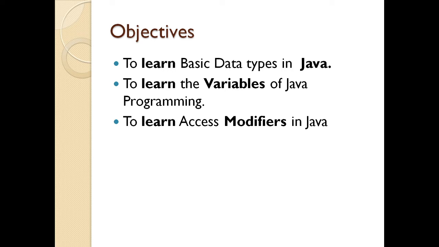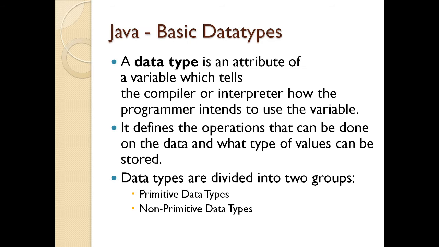Now, what are Java basic data types? A data type is an attribute of a variable which tells the compiler or the interpreter how the programmer intends to use the variable. It defines the operations that can be done on the data and what type of values can be stored. Data types can broadly be divided into two groups, primitive data types and non-primitive data types. Let us have a look at primitive data types and non-primitive data types and see a proper classification.